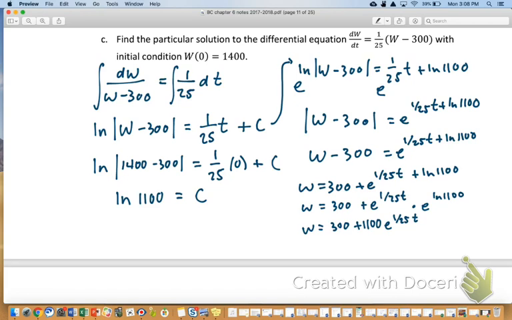Some people made a mistake to say that 300 plus 1100 is 1400. That's a mistake for sure, right? Because that's not really 1100. It's 1100 e to the 1/25th t. So you'd want to be careful. They're just unlike terms to begin with. You want to be careful with that.